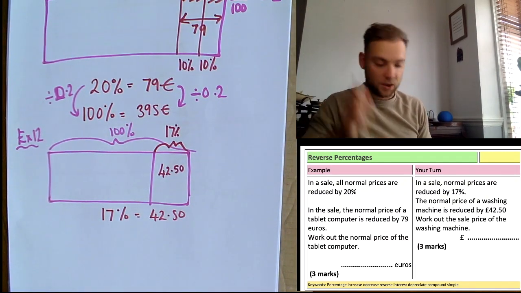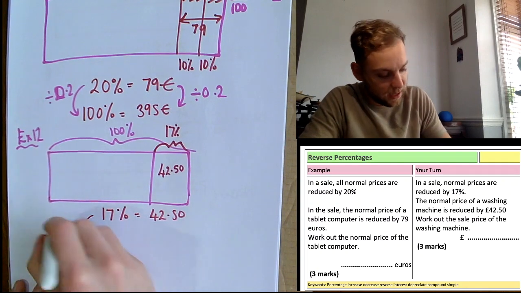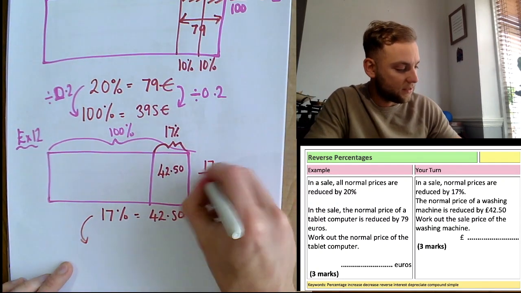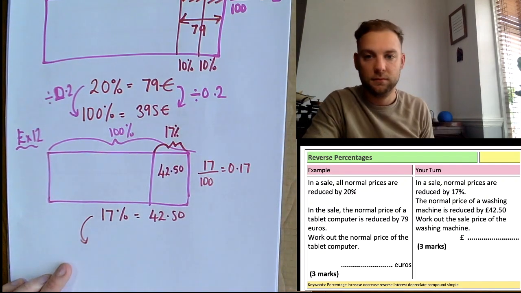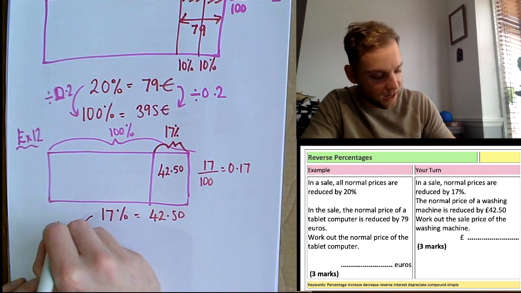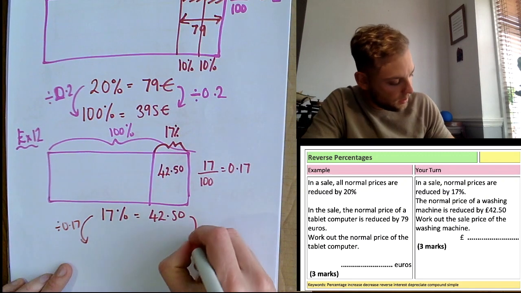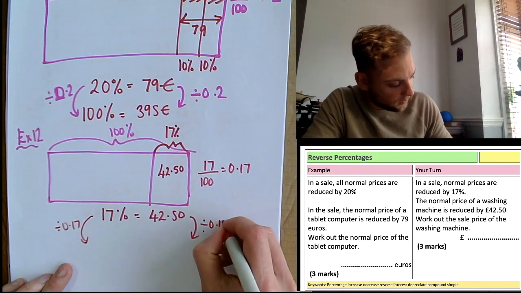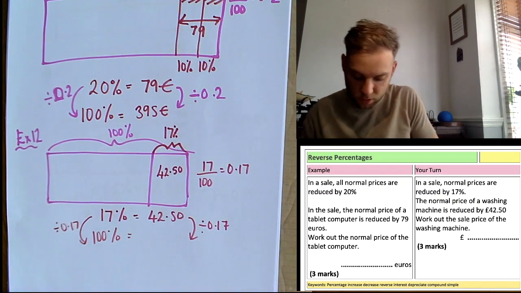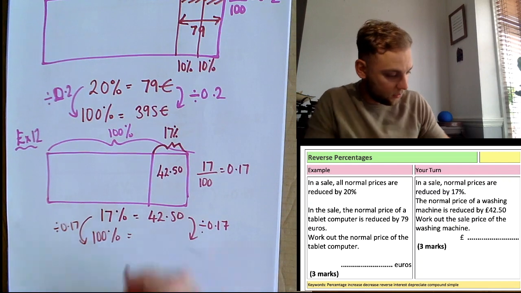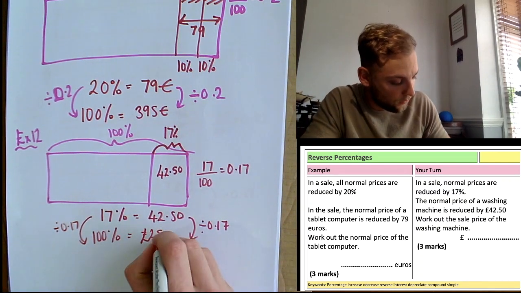Okay? So to get back to 100%, I'm dividing by this as a multiplier, which is 17 over 100, which is equal to 0.17. So divided by 0.17, divided by 0.17, so that's going to be 100%, which is equal to £42.50 divided by 0.17, which is equal to £250.